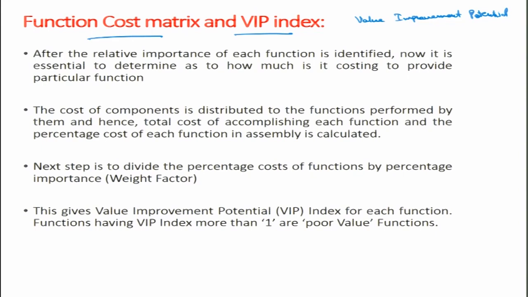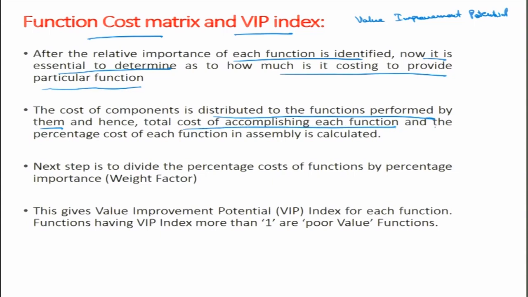So, after relative importance for each function is identified, now it is essential to determine how much it is costing to provide a particular function. The cost of components is distributed to the functions performed by them, and hence the total cost of accomplishing each function, and then the percentage of cost for each function in the assembly is calculated. I will show you in the table in the next slide.